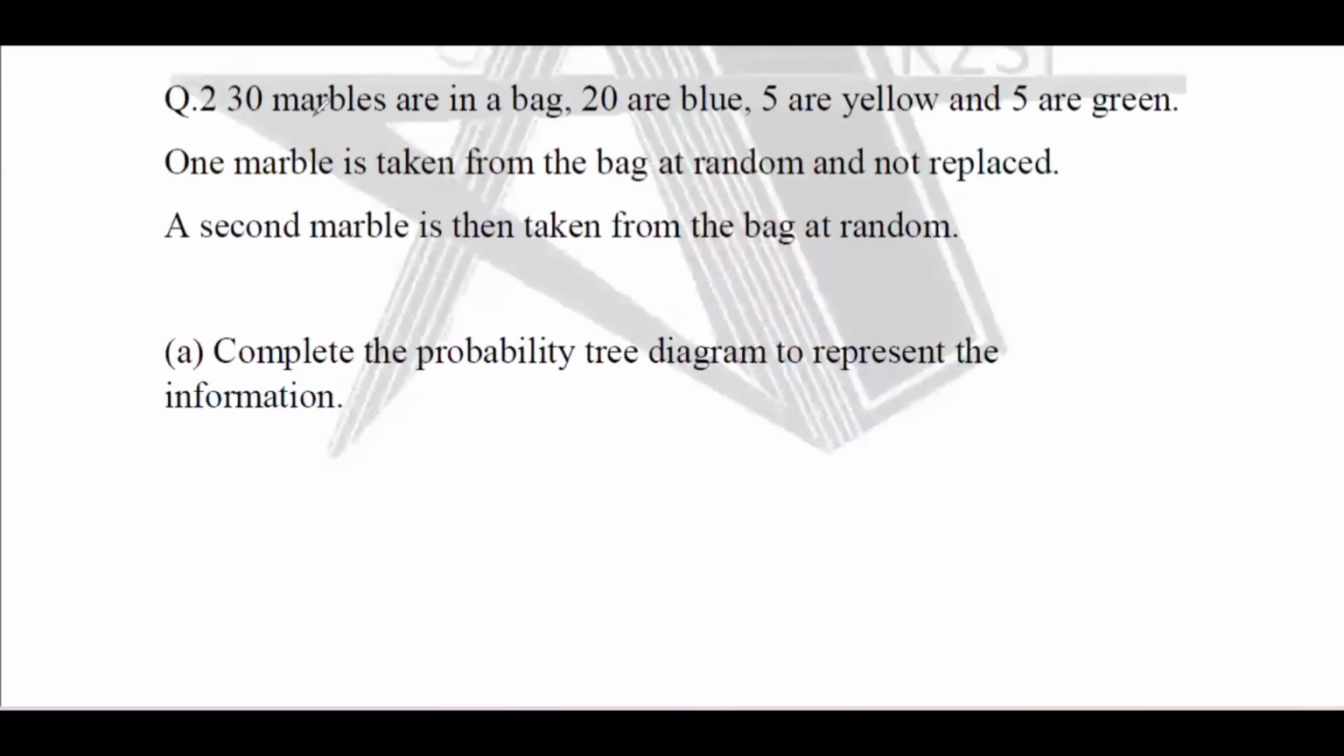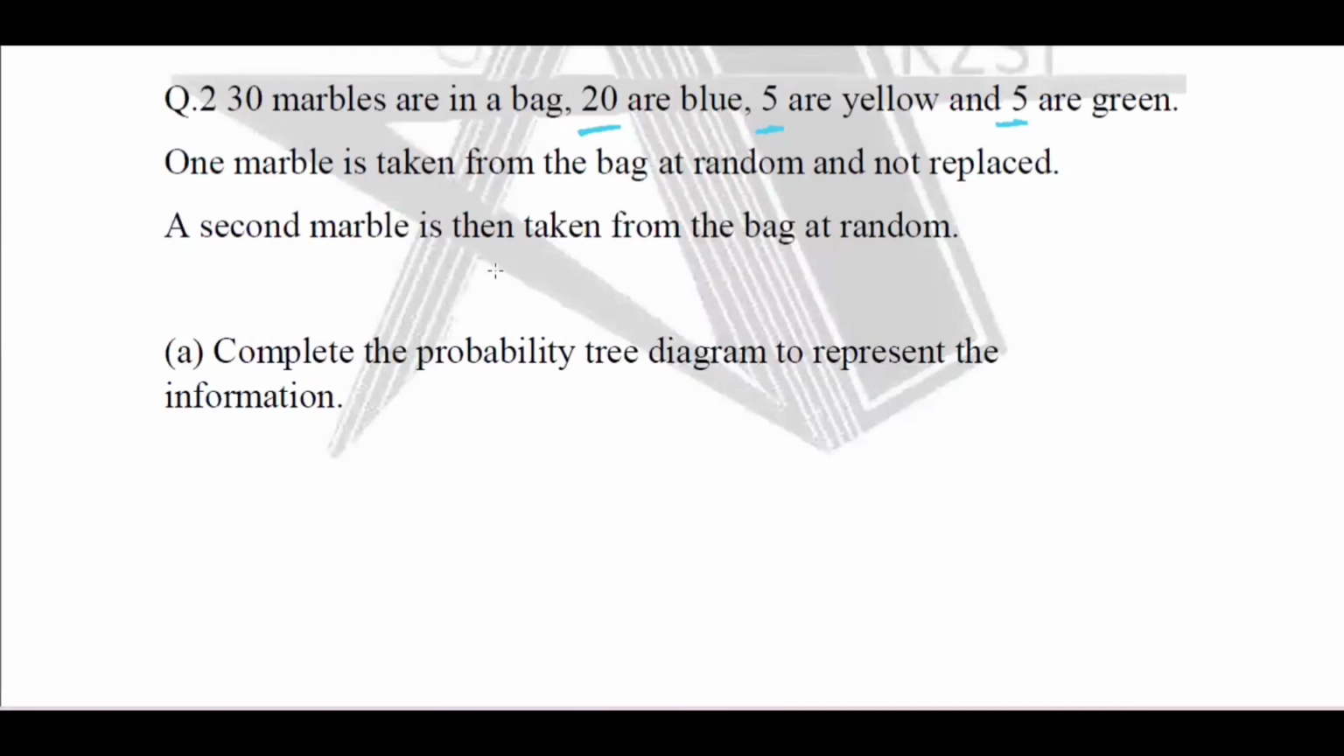30 marbles are in a bag, 20 are blue, 5 are yellow and 5 are green. One marble is taken from the bag at random and not replaced. A second marble is then taken from the bag at random. Complete the probability tree diagram to represent this information. See, what's given is that there are 30 marbles, 20 are blue, 5 are yellow, 5 are green. One marble is taken from the bag at random and not replaced. A second marble is then taken from the bag at random.